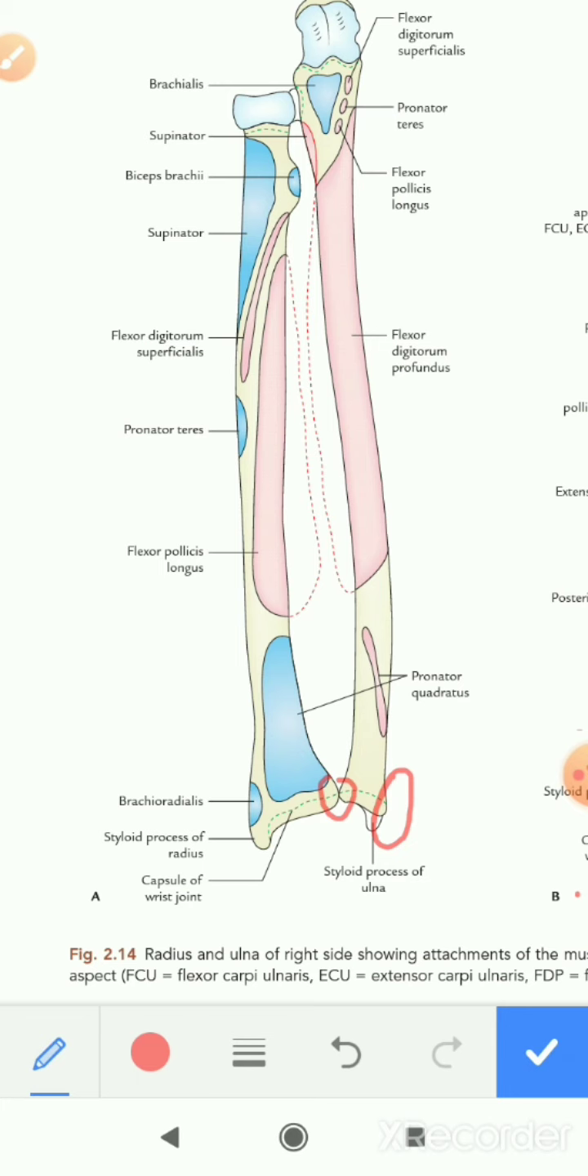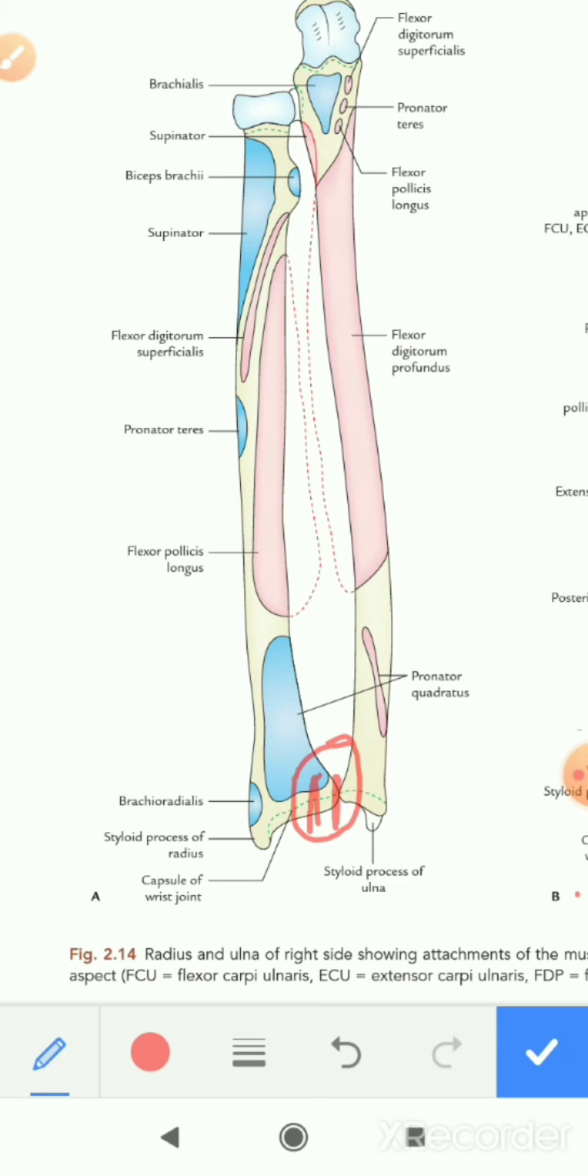On its lateral side there is a convex articular surface for articulation with the ulnar notch of the radius, and it forms the inferior radio-ulnar joint. It articulates with the ulnar notch of the radius and forms the inferior radio-ulnar joint, which is a pivot type of synovial joint.